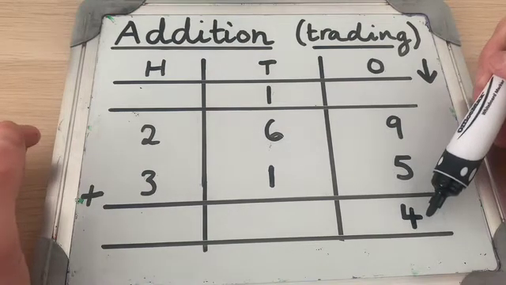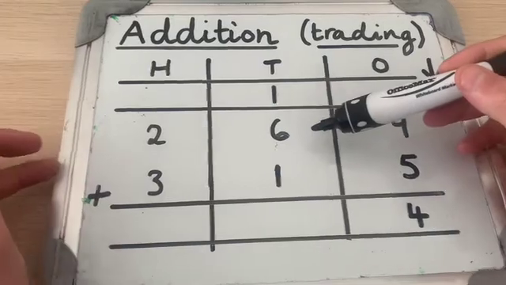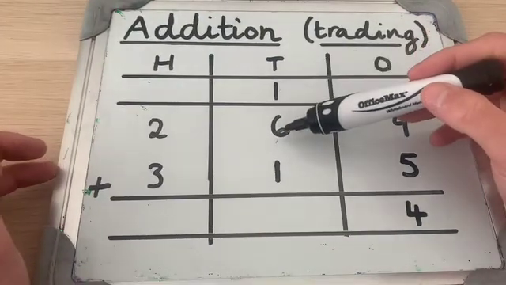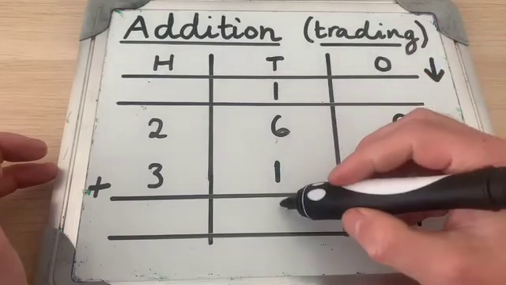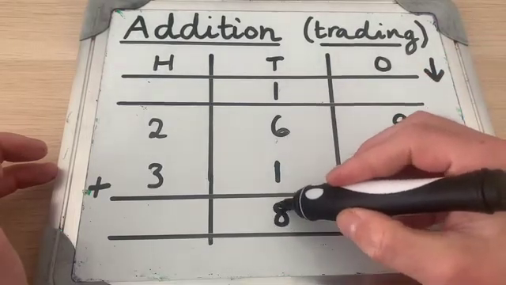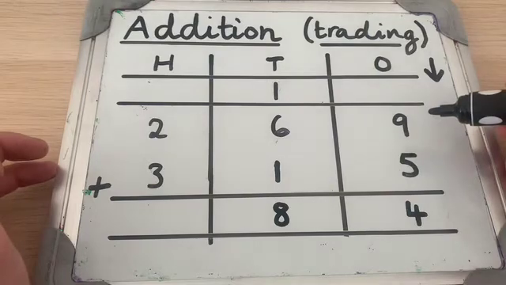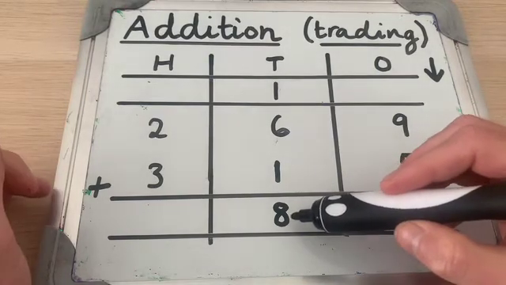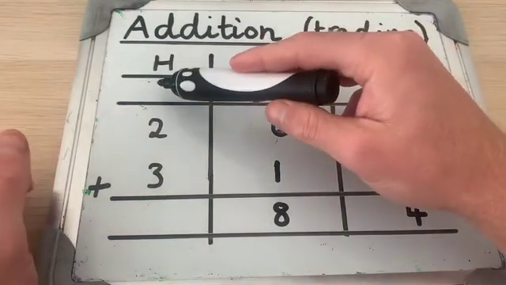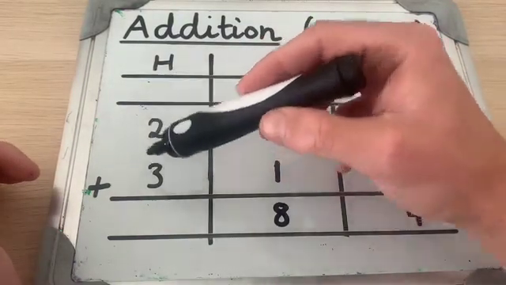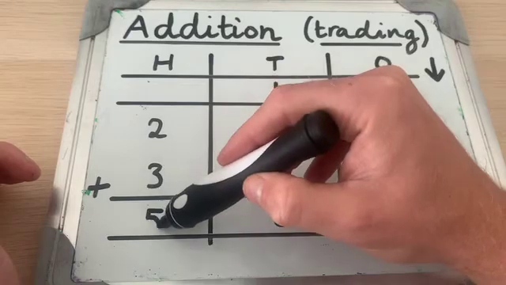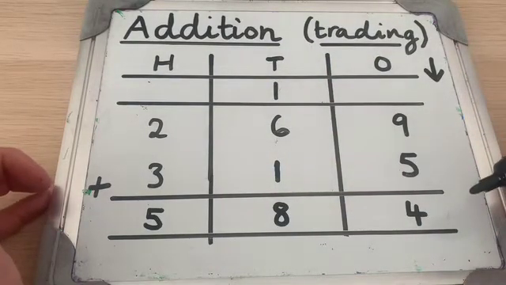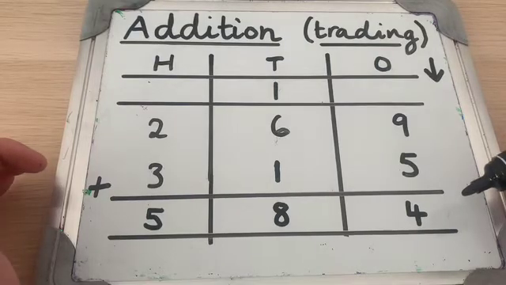Okay. Then I move on to the next column, and it's 1 and 6, which makes 7, and 1 more makes 8 tens for 80. There's no trading necessary here because my answer was less than 10. Then finally, in the hundreds column, I've got 2 and 3, which makes 5 hundreds. So I've got an answer here of 584.